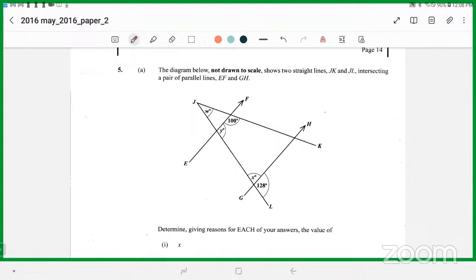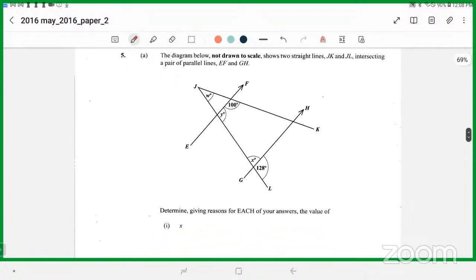All right. The question says, determine, giving a reason for each answer, the value of x. That's this angle right here. This one is kind of easy because you have a straight line, and this line divides that straight line into two angles that add up to 180 degrees. Because total angle on the straight line through this point is 180 degrees. So the 128 and the x must add up to 180 degrees. Total angle on the straight line is 180.